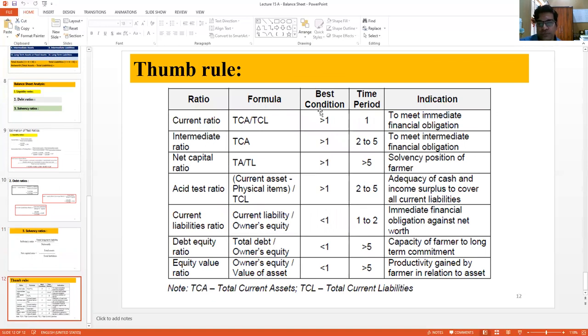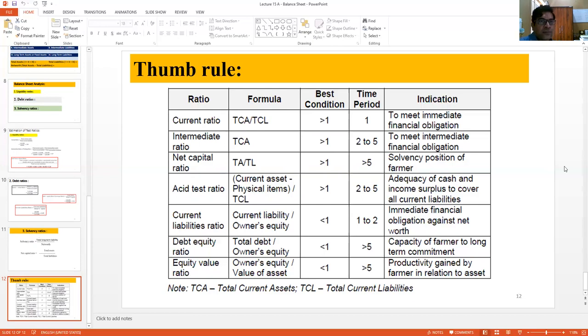For current ratio, as I told you, it should be more than one. The indication is the farmer is in a position to meet immediate financial obligation. Then intermediate ratio, again more than one. Time period is 2 to 5 years. Up to 5 years, the farmer is in a position to meet any financial obligation. Then NCR, net capital ratio, which should be more than one. Solvency position of the farmer: the farmer is completely solvent.